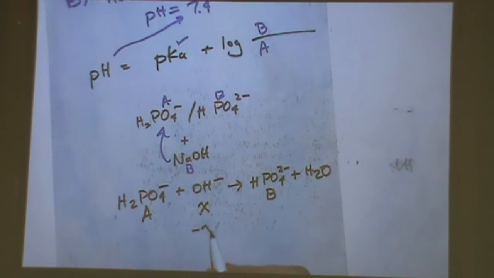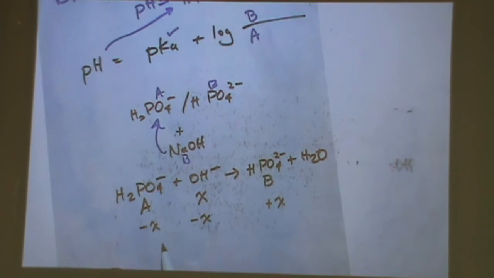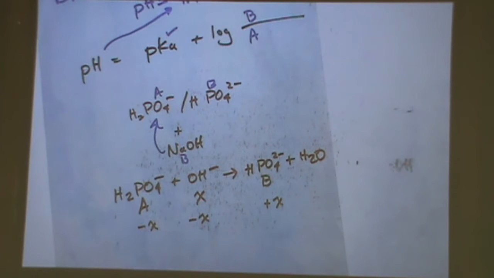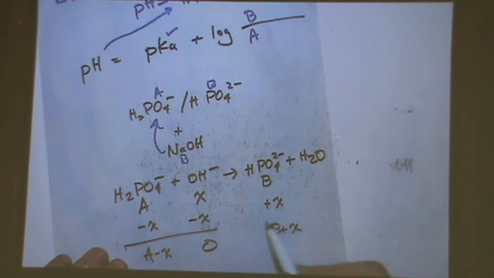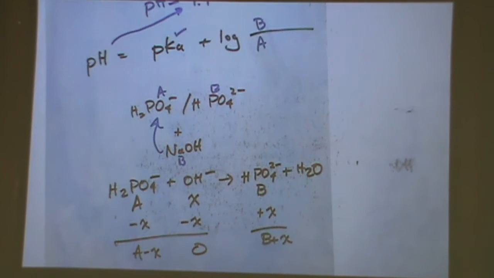Yeah, it's always going to be what you add to the buffer, whatever that is. So I'm going to lose it back on that side and add it on this side. Is this too crazy? No, you're totally fine? Okay. So this is A minus X, 0, and B plus X. Okay, now I can go back to my equation.